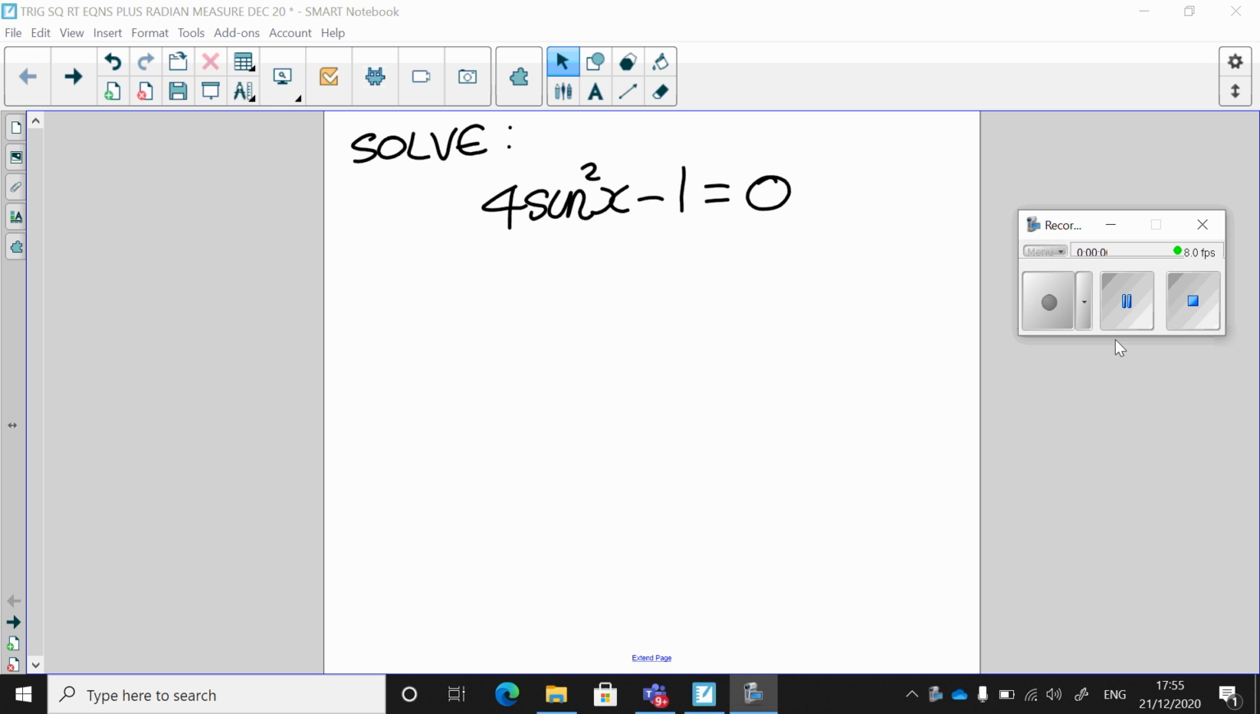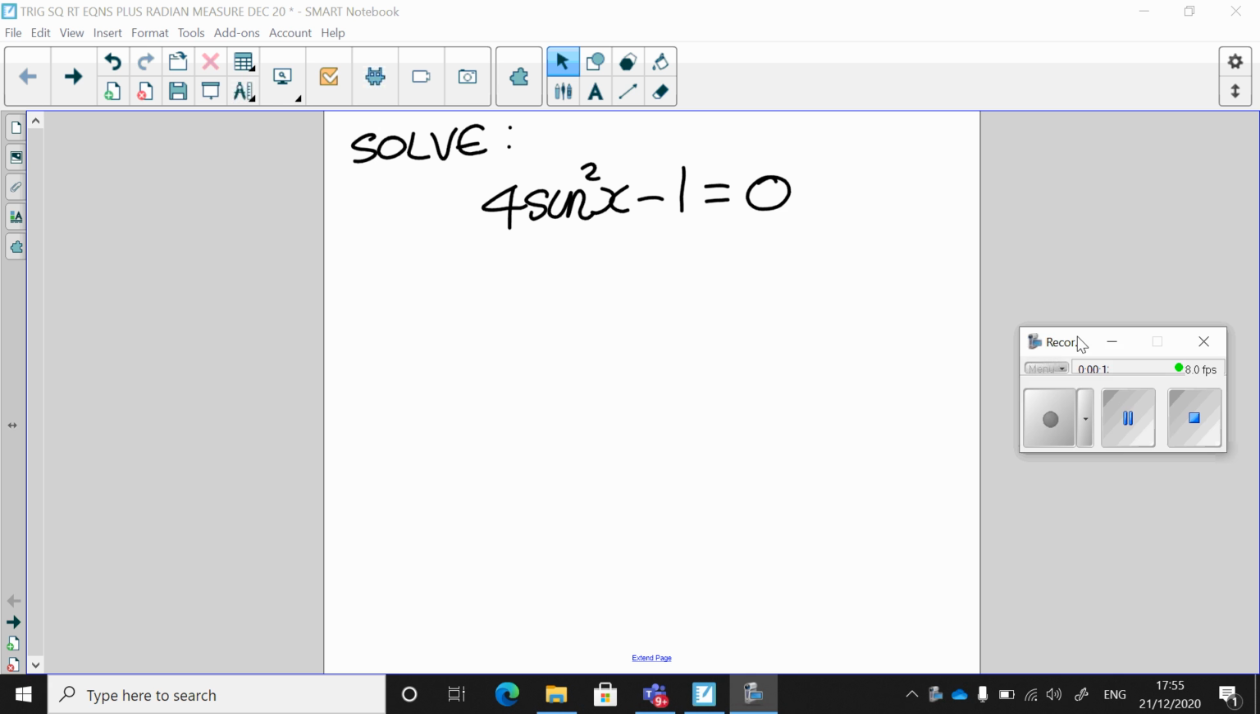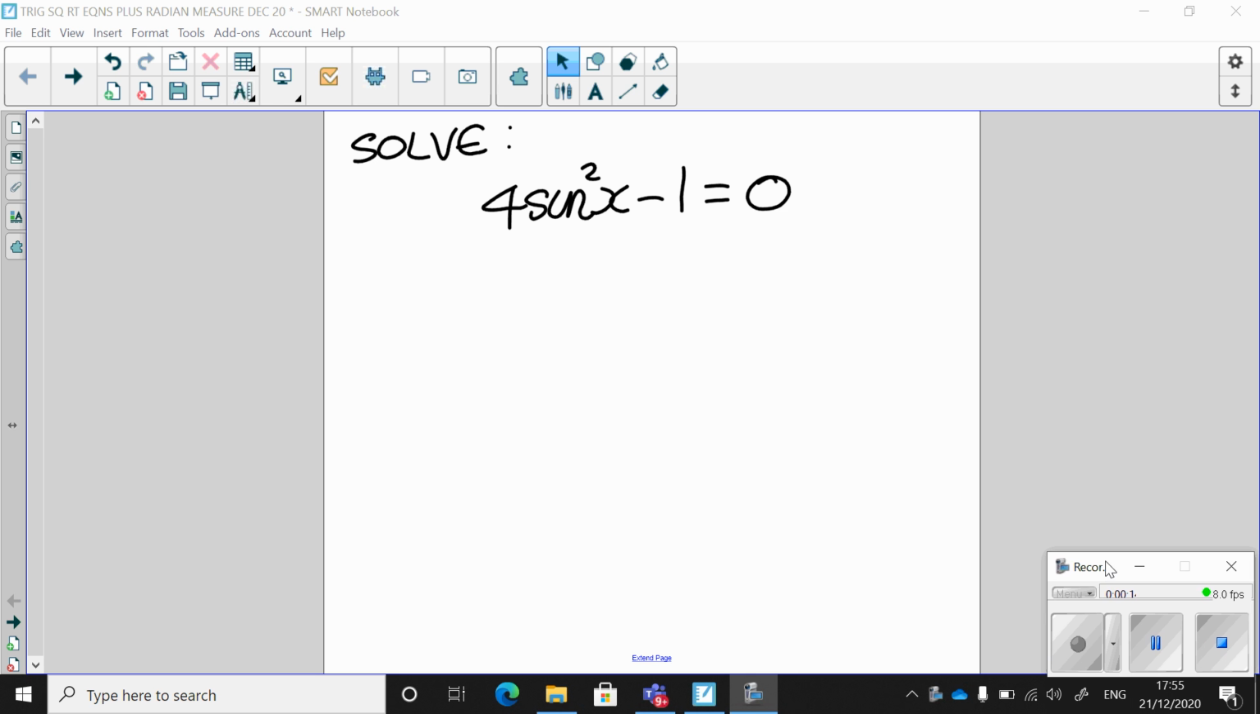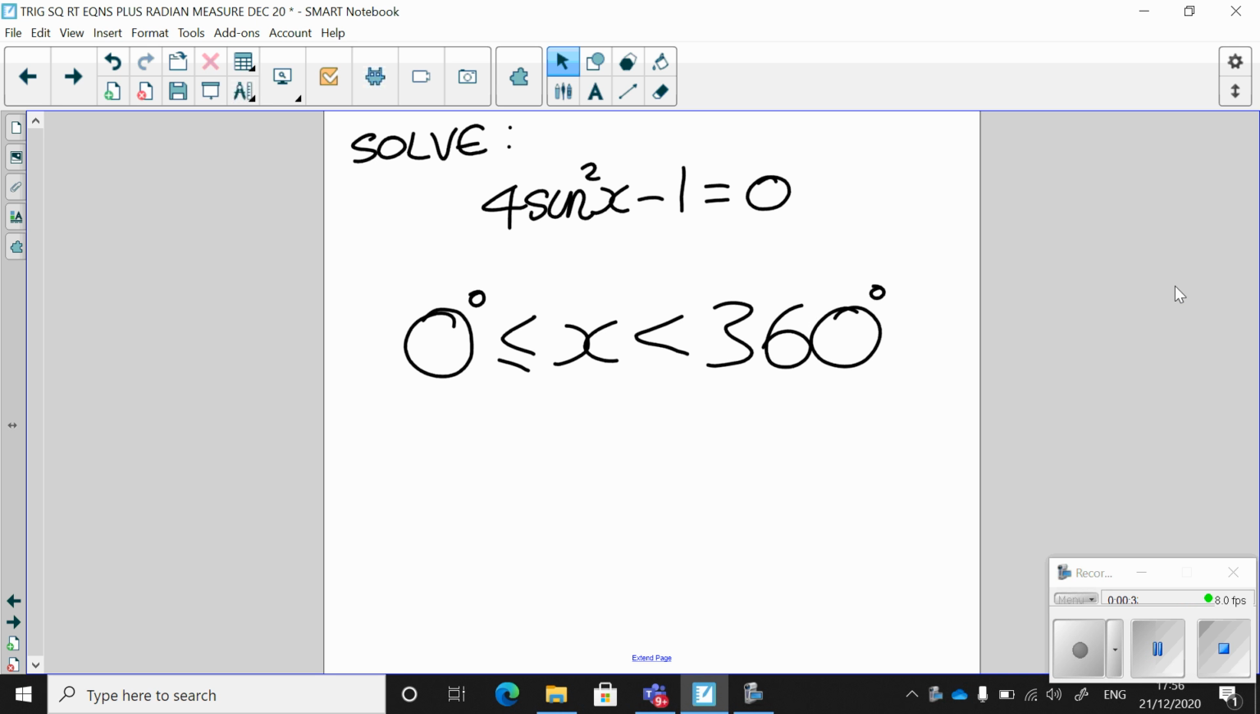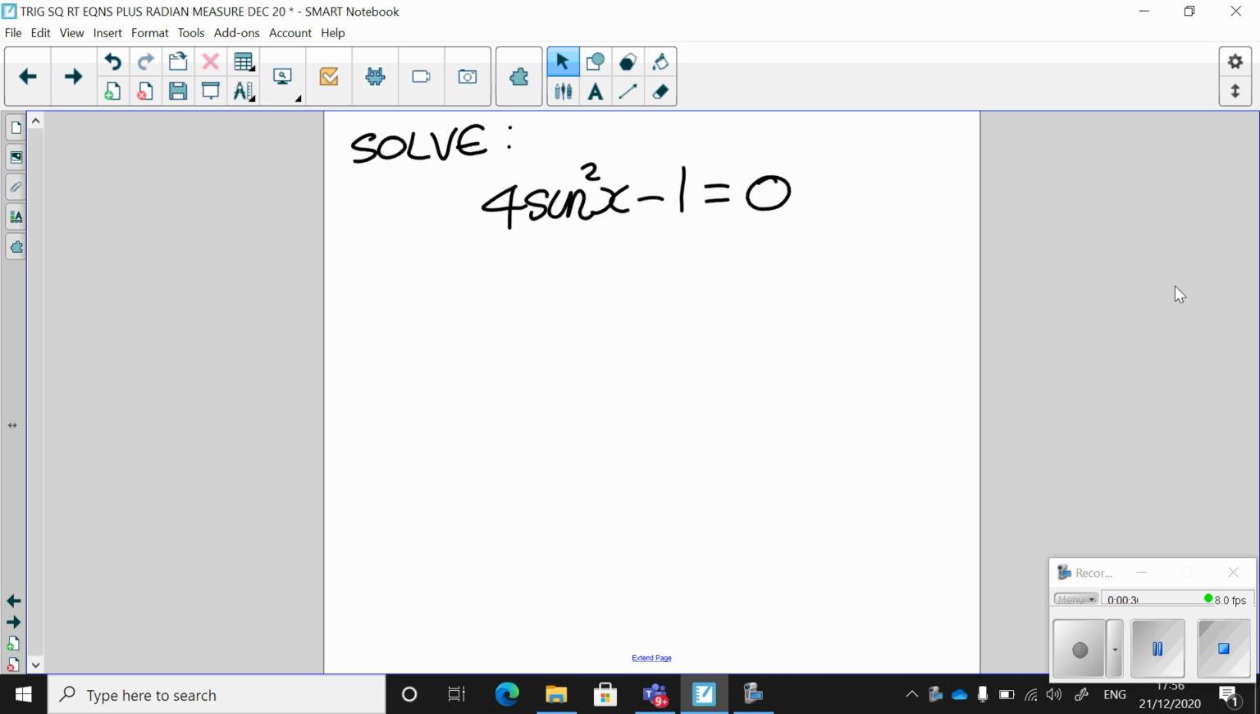Okay, so what does this look like? Let's move you down there. I'll just keep you in reach. That's not sine 2x, that's sine squared x up there. Or is it? So that's 4 sine squared x, take away 1 equals 0. So just need to remember that sine x is all squared. That's just the way they write it in the trig language.